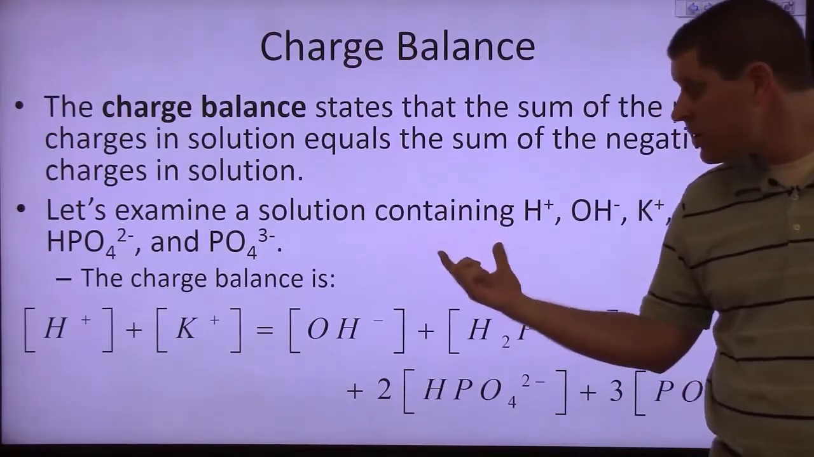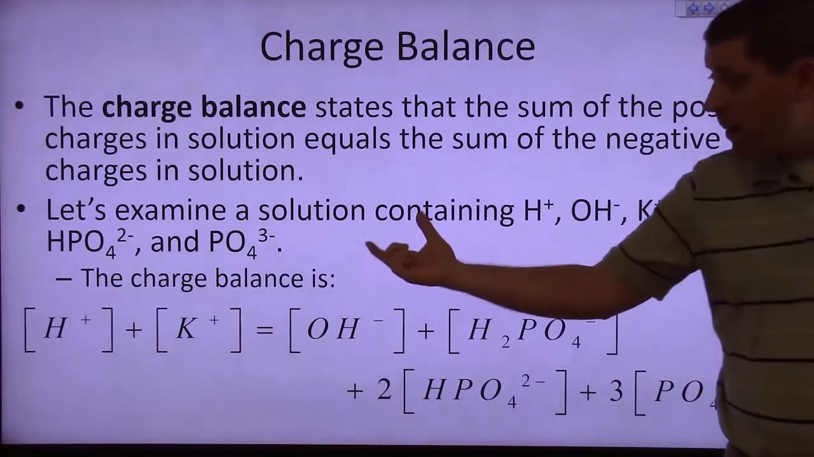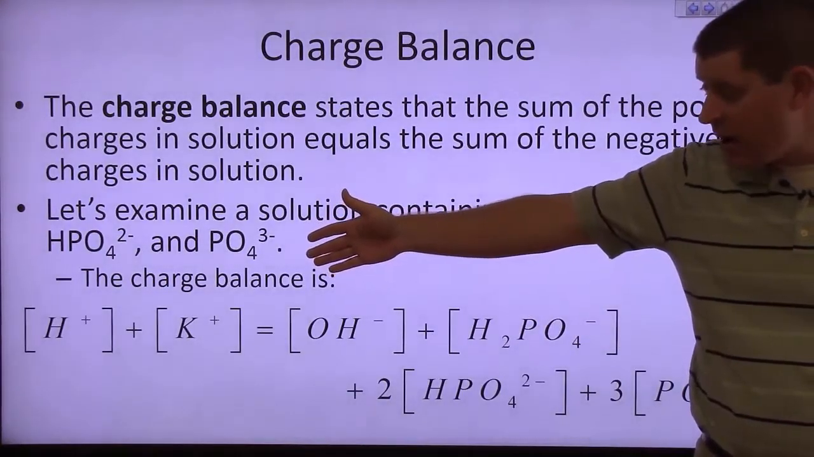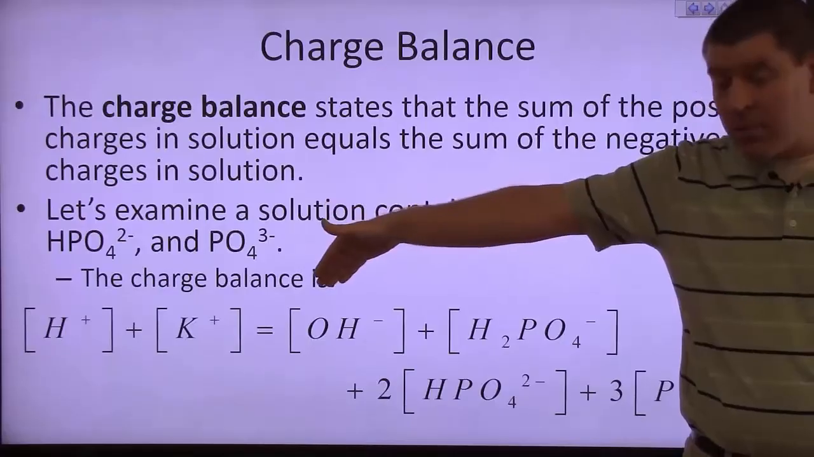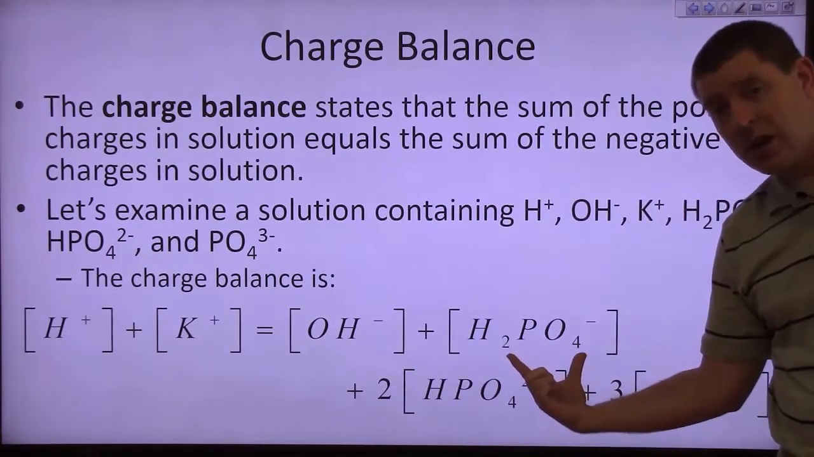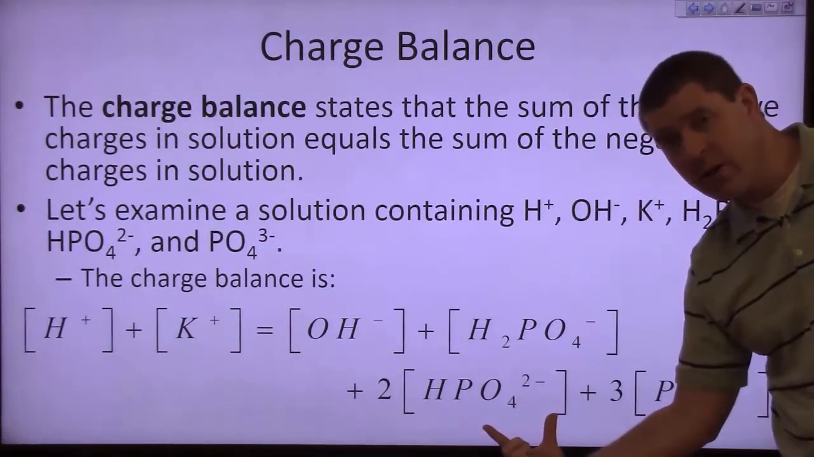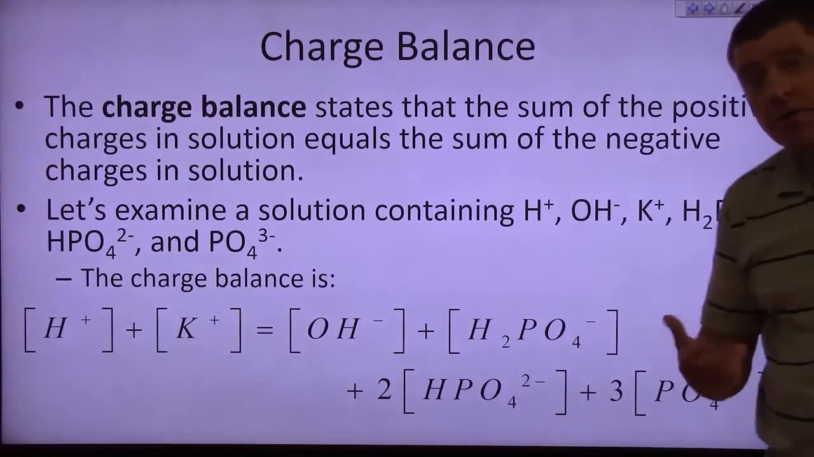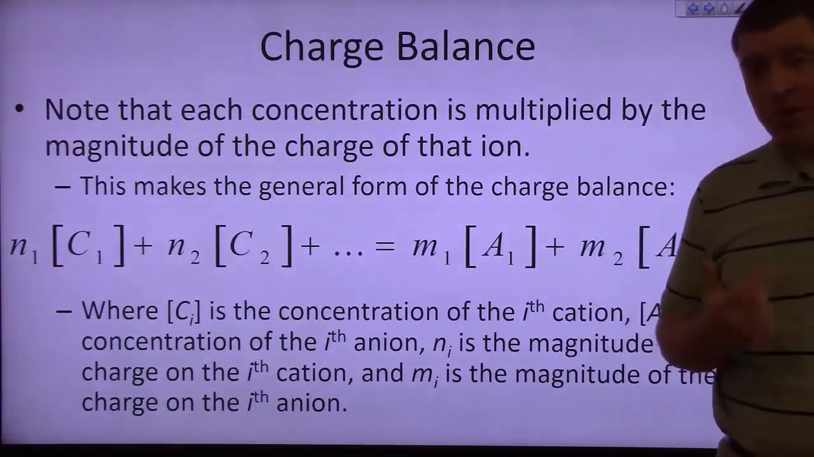So let's examine a solution containing hydrogen ion, hydroxide ion, potassium ion, dihydrogen phosphate, monohydrogen phosphate, and phosphate ion. So the charge balance is then the positive charges that we have, the concentration of hydrogen ion plus the concentration of potassium ion, and that must be equal to the negative charges that we have, so the hydroxide ion concentration plus the dihydrogen phosphate ion plus 2 times the concentration of monohydrogen phosphate, because we have a charge of 2 minus there, plus 3 times the concentration of phosphate ion, because we have a charge of 3 minus for phosphate. So again, note that each concentration is multiplied by the magnitude of the charge on that ion.